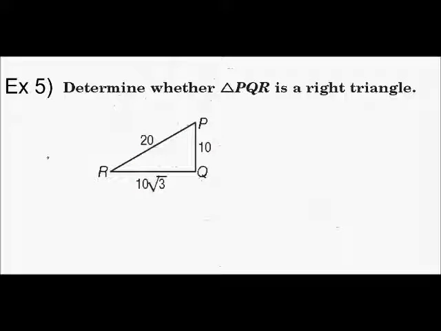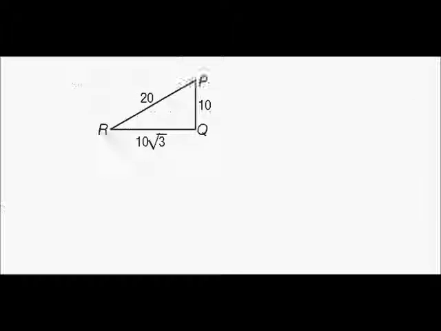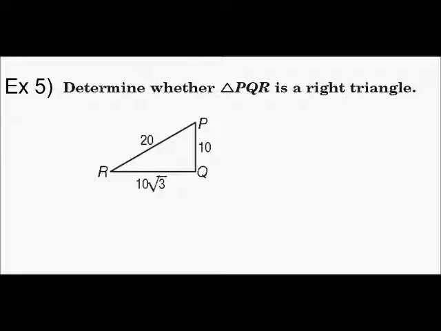Okay. Example 5, we want to determine whether or not triangle PQR is a right triangle. And I believe this is our last example. Yes, it is. Okay. So I see that 20 is my hypotenuse. So I'm going to check. When I say 10 squared plus 10 times the square root of 3 squared, do I get 20 squared? Okay, let's find out. 10 squared is 100.